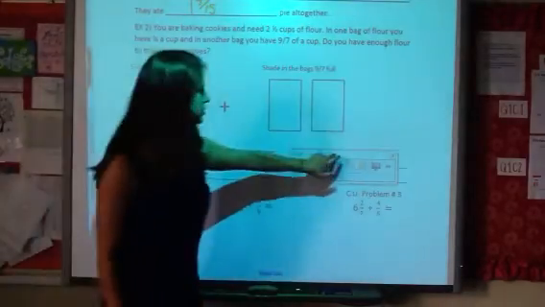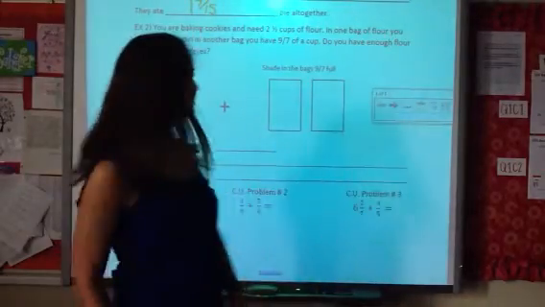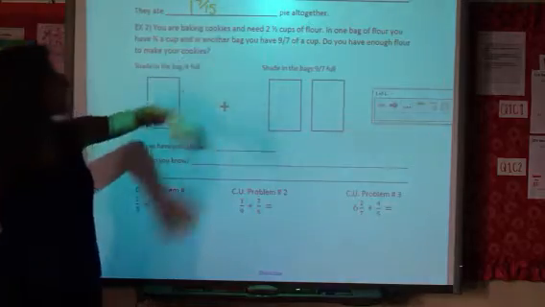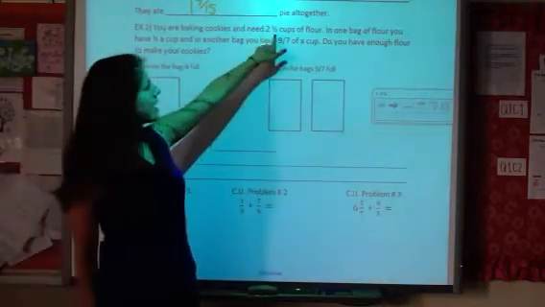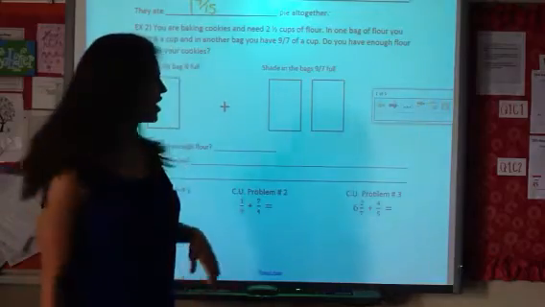Now example number 2. So sorry if you're hungry. This is going to make you want pie and cookies. So here, you are baking cookies and you need 2½ cups of flour. Hopefully you've baked cookies before. If not, you can try that sometime.